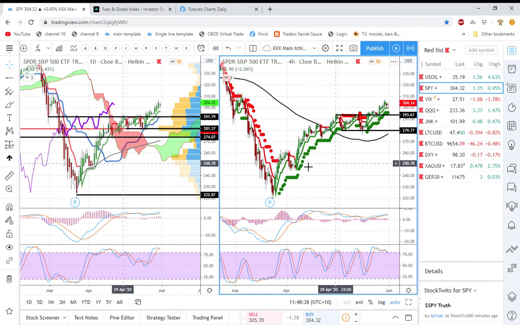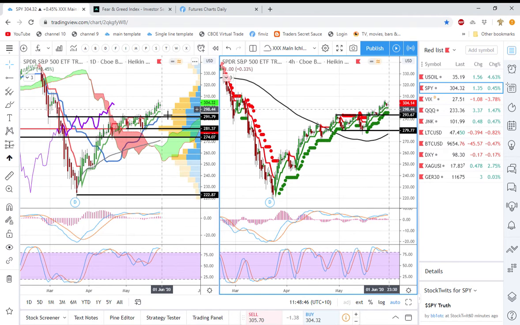SPY broke out of the 61.8 retracement here where it caught resistance, and then it ended up breaking above that. So we'll just see what happens now. I was fully expecting it to pull back off this resistance here, but the support ended up holding here.